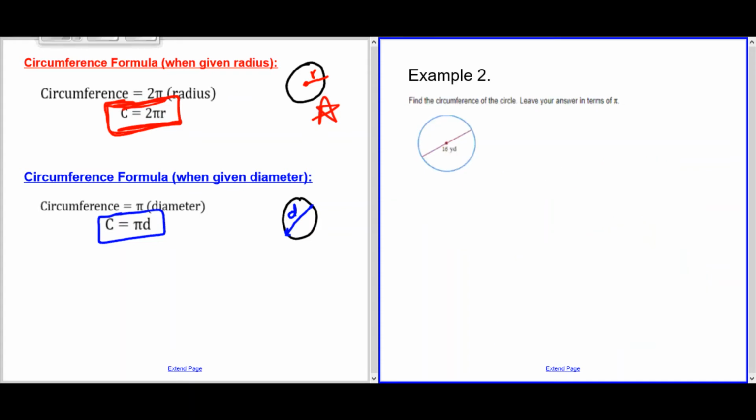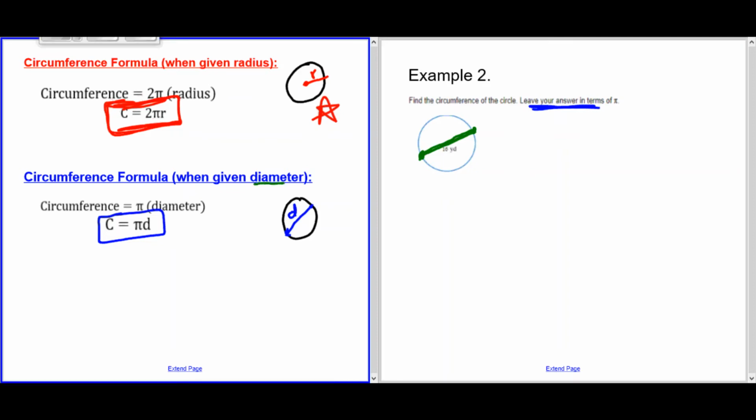Let's look at example 2. Find the circumference of a circle. Again, leave your answer in terms of pi. So here's example 2. Notice, this time the line that I'm given goes all the way across the circle. It's the whole line. Since it goes from one end of the circle to the other, I know that I'm given a diameter.